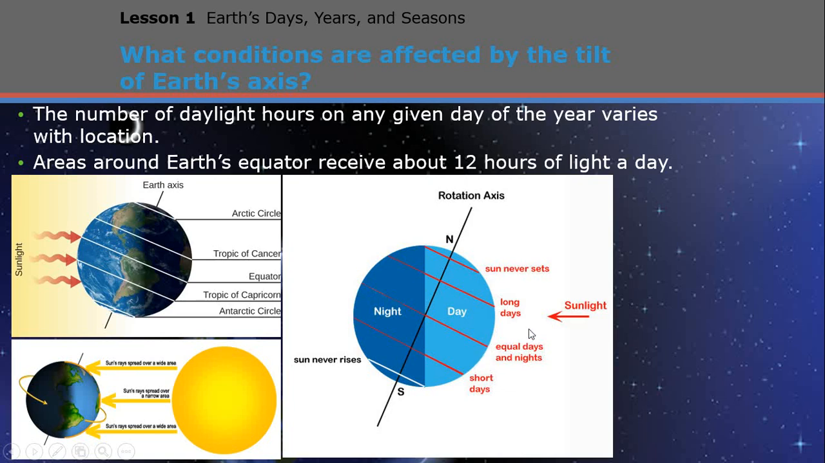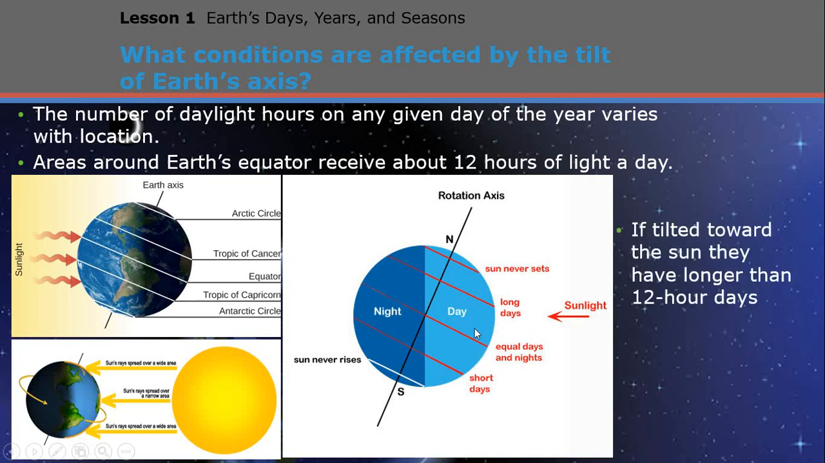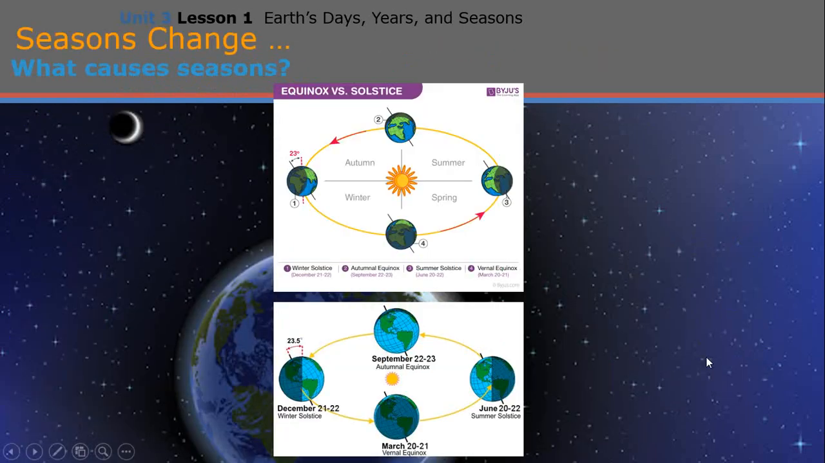That means that, as I told you, if the northern hemisphere is tilted towards the sun, it will receive more daylight hours, more sunlight hours. And if it is tilted away from the sun, it will receive fewer daylight hours, and subsequently the days will be shorter than 12 hours.